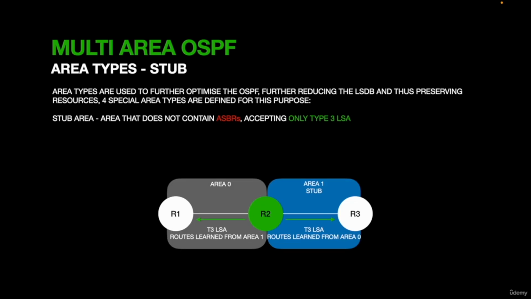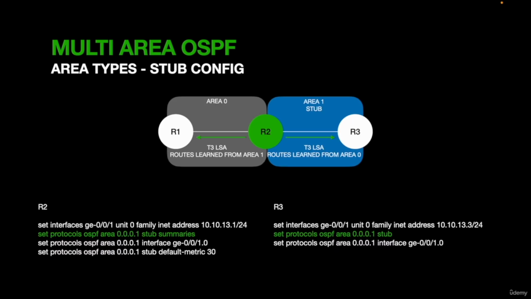But we can also have the stub area. The stub area is an area that doesn't contain an ASBR, and it will accept only type 3 LSAs, meaning that it will accept only the routes learned from other areas. If, let's say, we have an ASBR here and it shares some external routes, the stub area will not accept the external routes and it will only accept the type 3 LSA. Let's see how you configure the stub area on R2 and on R3.